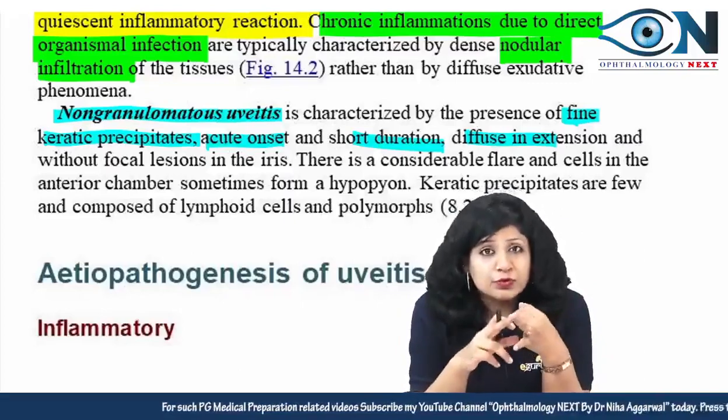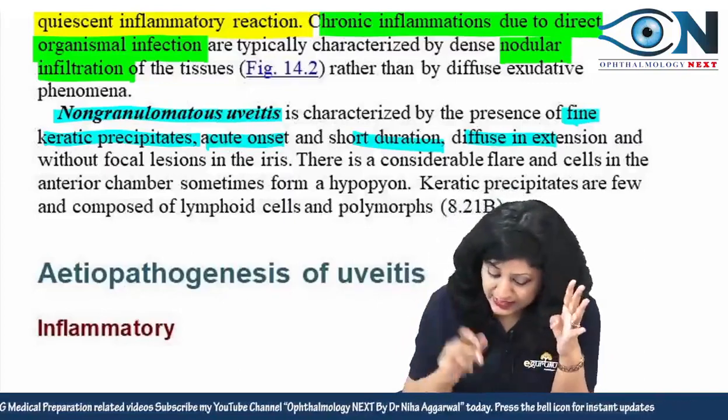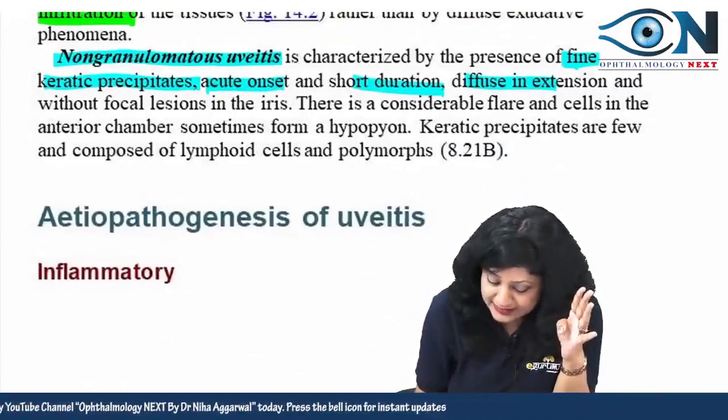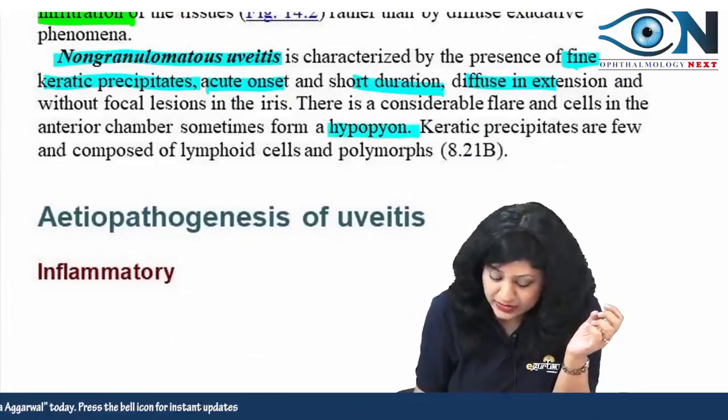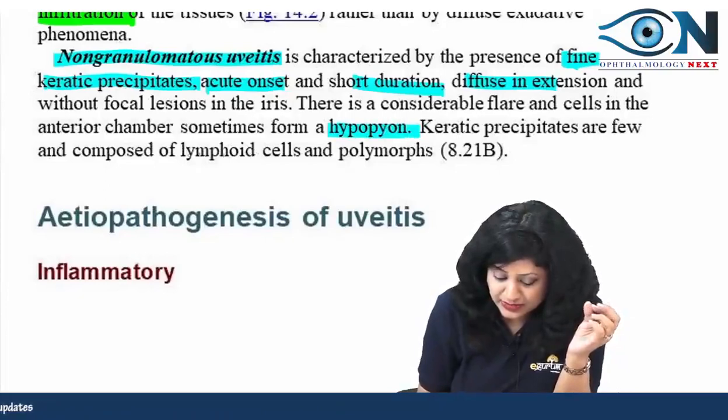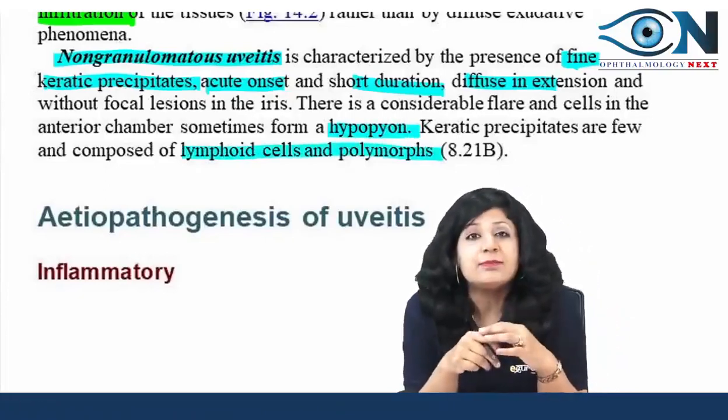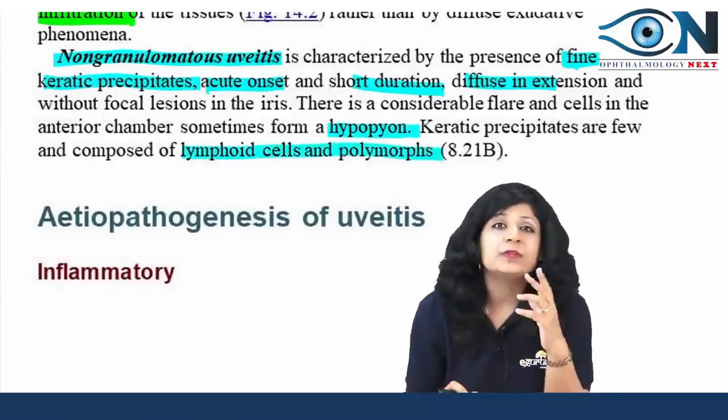Then we have got diffuse, we have got small KPs, the lymphocytes. There is a considerable flare in the cells. We have a hypopion, and if you look at the keratic precipitates, they are made up of the lymphoid cells and the polymorphs. Now, what should be the etiology?